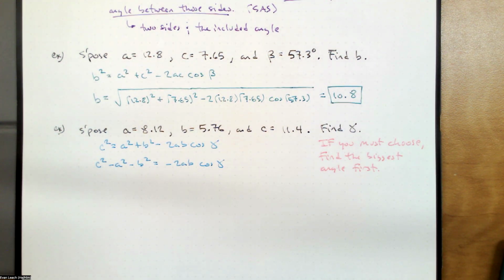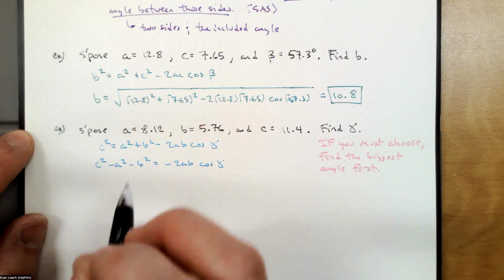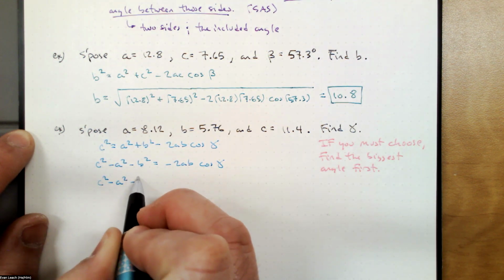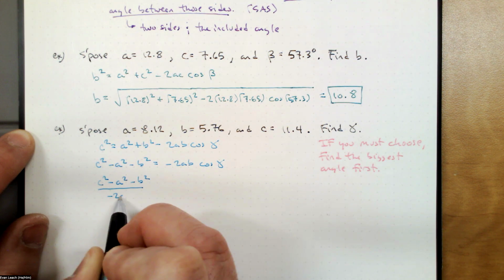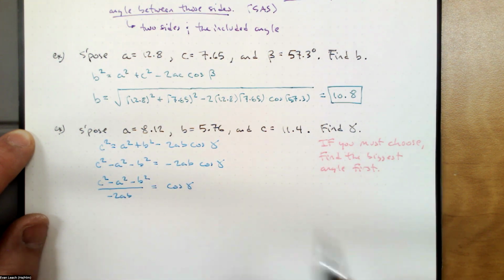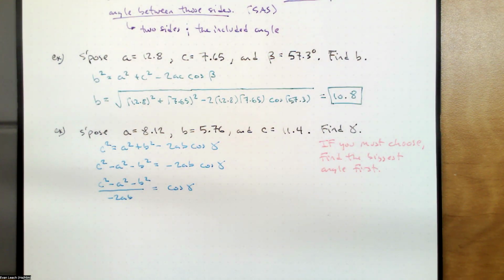Everybody see what I did there? It's a little algebraic sleight of hand, nothing up my sleeves, presto. I want to get gamma by itself. That means I have to get cosine of gamma by itself first. I've got to get rid of the negative 2ab. That's being multiplied by cosine of gamma, so I'm going to have to divide by negative 2ab. So I'm going to say c squared minus a squared minus b squared divided by negative 2ab is equal to cosine of gamma.